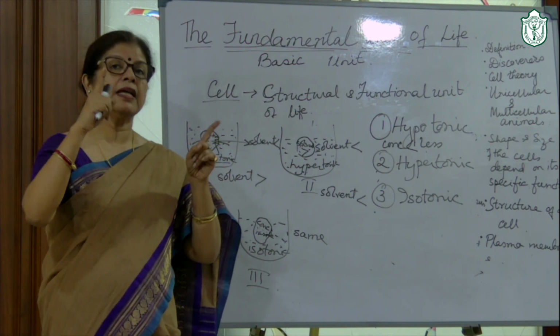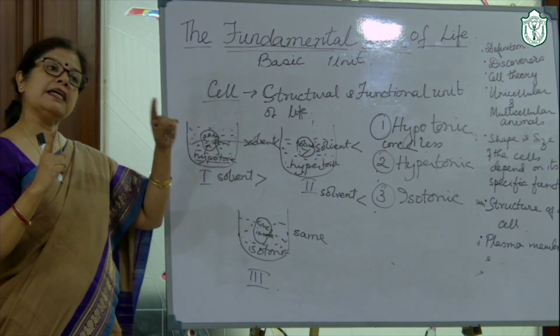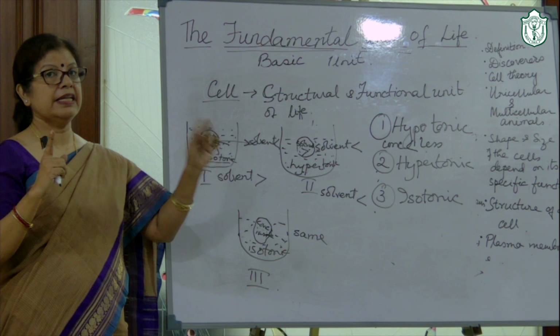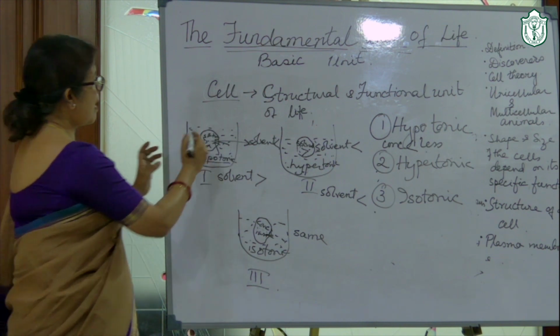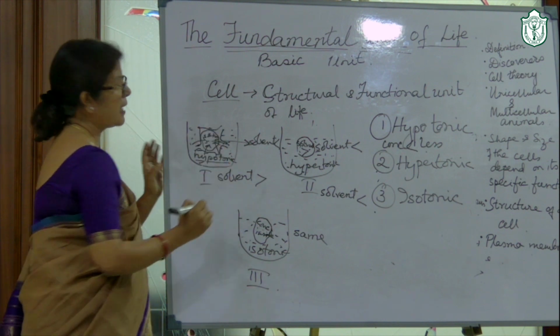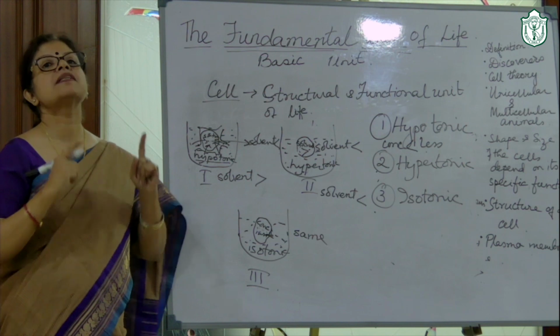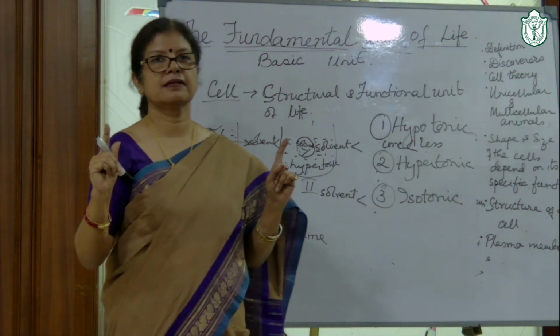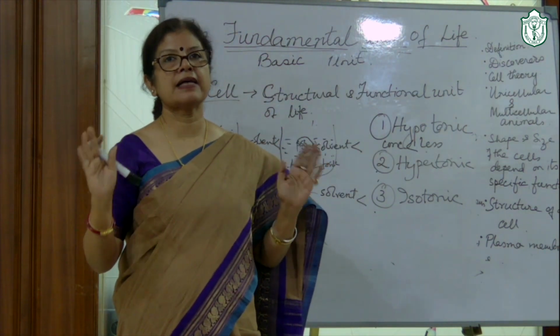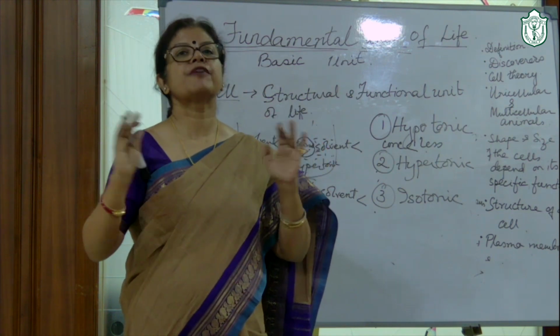Keep in mind that I have used an animal cell here. But instead of an animal cell, if you use a plant cell here, the plant cell will also gain water, but it will not burst. Why? Because it has a cell wall that will prevent it from bursting.